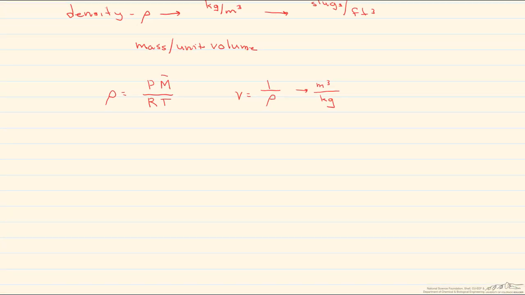We also have what's known as the specific weight of a fluid, and that uses the Greek letter gamma. And it is similar to density, except that it is the weight per unit volume. And the way we find our specific weight, it is equal to the density of the fluid times gravity. And its units are going to be in newtons per meter cubed.